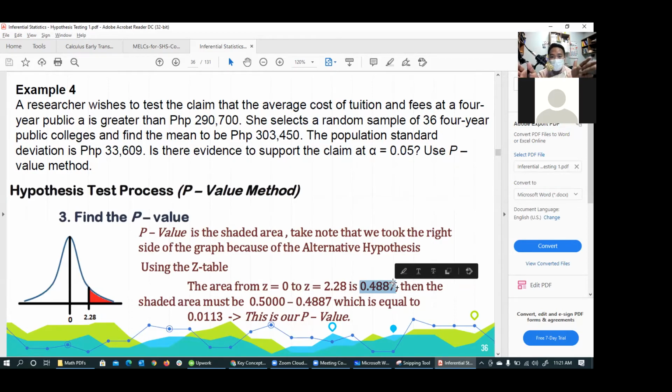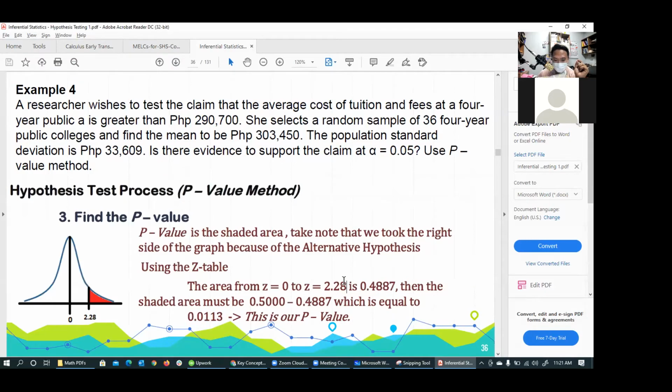Then, because the area of half of the normal curve is 0.50, and we are dealing with the area of the shaded region, it is only logical to say now we are going to subtract 0.4887 from 0.50, which would give us 0.0113. So in other words, guys, the p-value is the area of the normal curve not considered in the problem. So take note. Your area here is 0.0113.